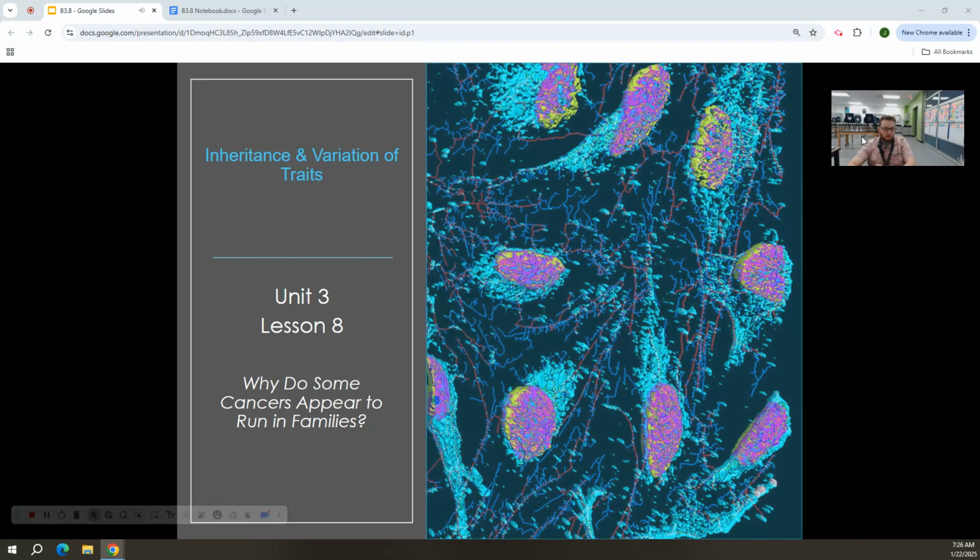All right, welcome back. We're going to go through Unit 3, Lesson 8 today, looking at why some cancers appear to run in families. This is coming right after the Lesson 7 group model that you would make together as a class. So make sure you do that first with me in a small group before moving on to this lesson. We wrapped up in Lesson 7 everything we've been talking about so far, and now we'll start looking at the genetic inheritance of cancer.